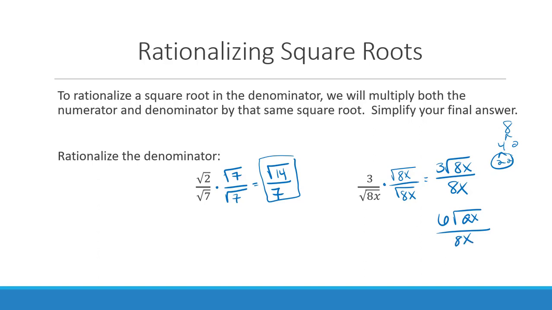Now you can't mess with the radical itself, but any coefficients, if you can reduce them, then by all means. 6 over 8, you can divide them both by 2. So this is going to be 3 square root of 2x all over 4x.